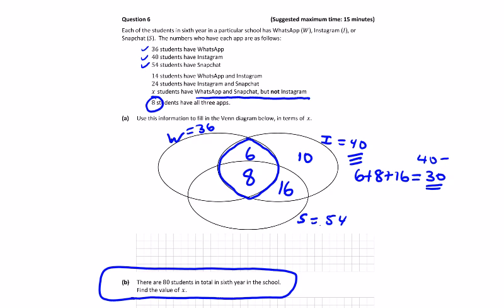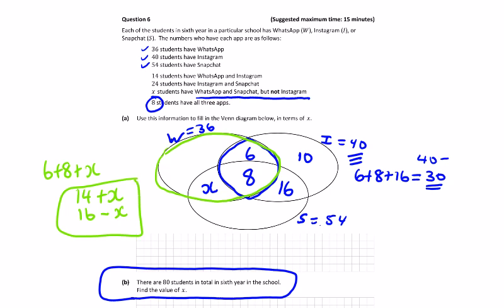And X is WhatsApp and Snapchat, but not Instagram. But not is the key here, that one there. So we have 36 in total. I'm going to change color and go around this. We have 36 inside here. We have 6 plus 8 plus X. So we have 14 plus X. So what has to go in here for this to add up to 30? 16 and 14 is 30. You can see that these now add up to 30. The X is cancelled. So this has to be 16 minus X.